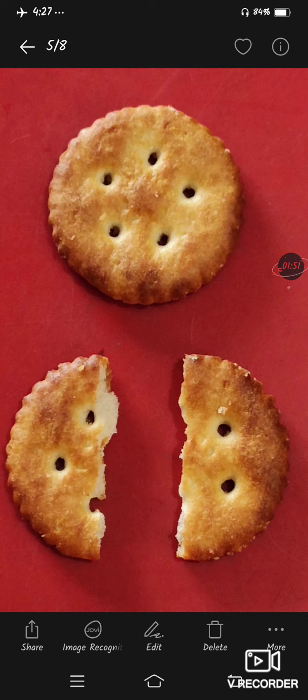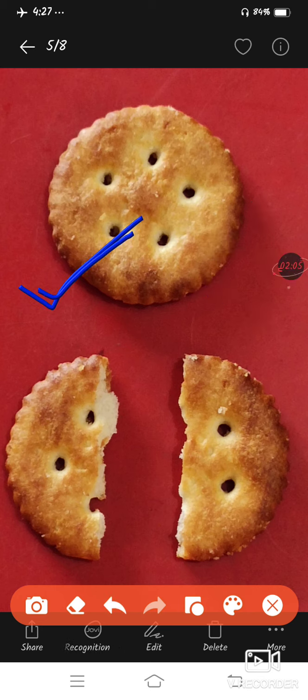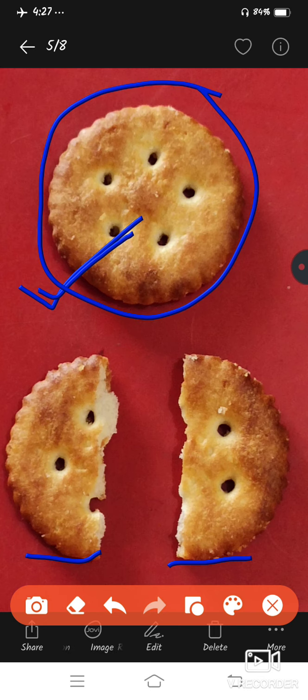To make it more clear, let's take a biscuit and this is the biscuit. This is one whole, sorry, not half. This is one whole of a biscuit. Suppose you break it into two parts. This is the whole biscuit and you break it in two parts. Here I have two equal parts of the same size.